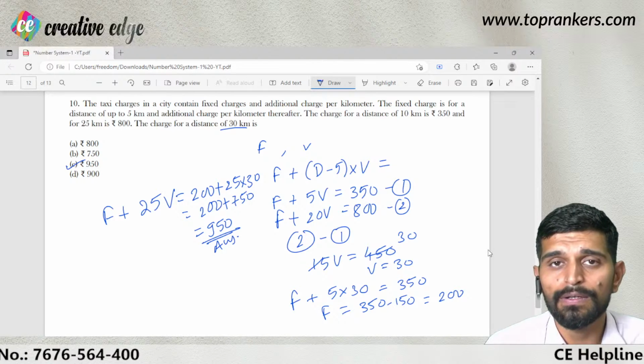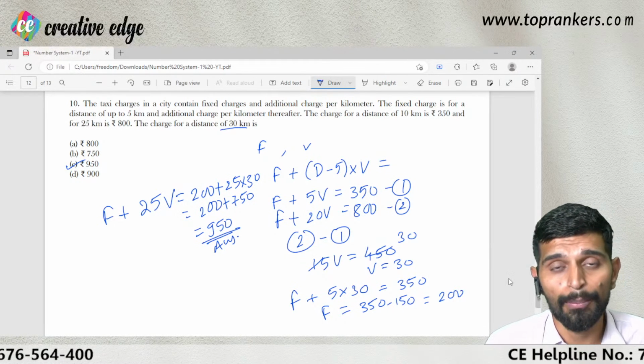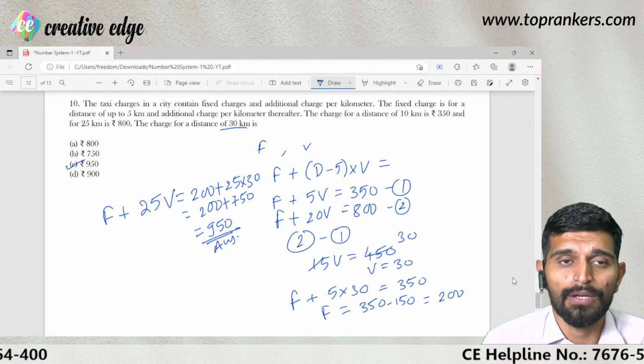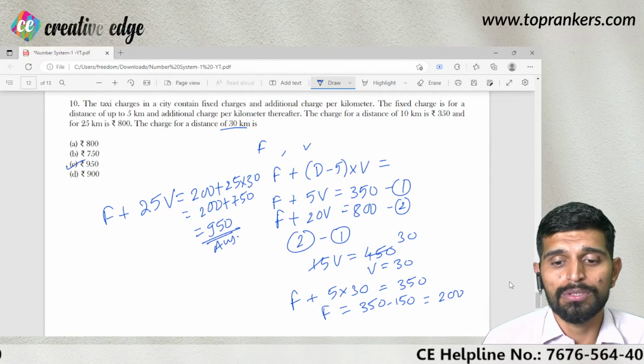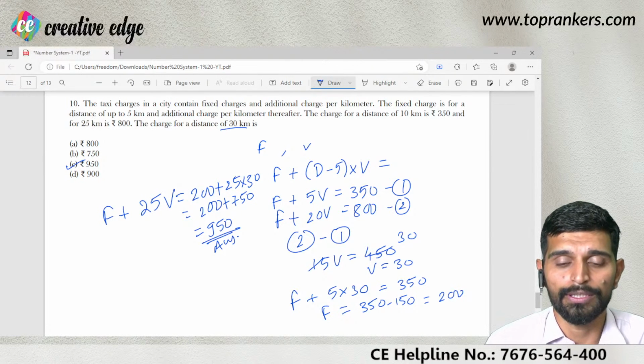So this is it for today. In our next session, we'll talk about more questions on number systems. This is an important topic if you are targeting NIFT 2023 because there are regularly questions on it.